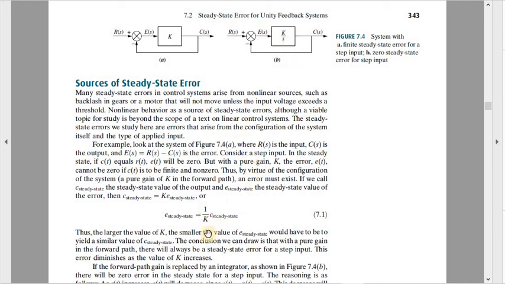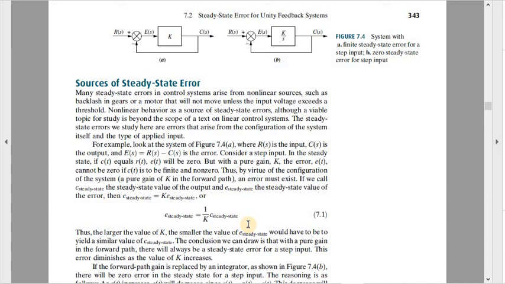Or in other words, when we introduce an integral to the system, we are introducing an infinite gain to the system from equation 7.1 that makes the steady state error 0. So this is the basic idea, and I will stop here and we will continue further. This is just an introduction to steady state error.